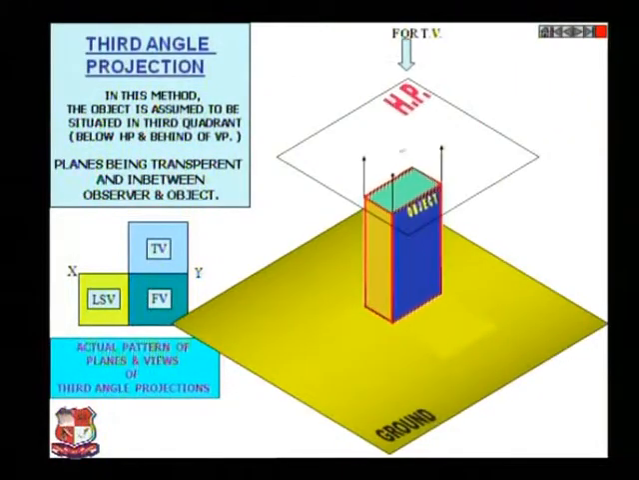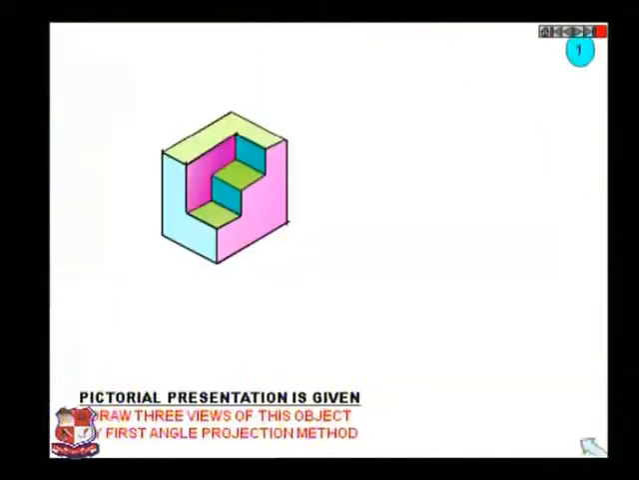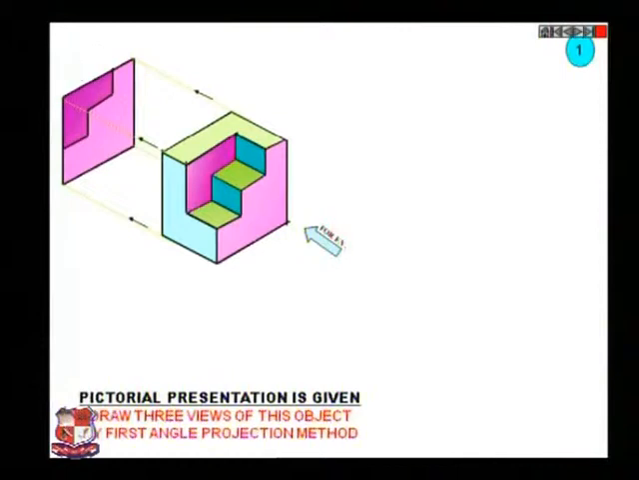Object, three views, first angle and third angle. This is ground, three views. Now think about this object. So this is the object. Pictorial presentation is given here. Draw three views of this object by first angle projection method.